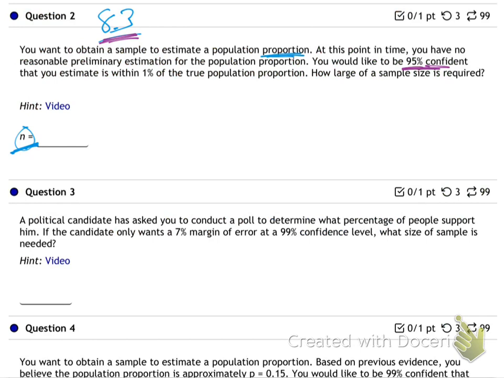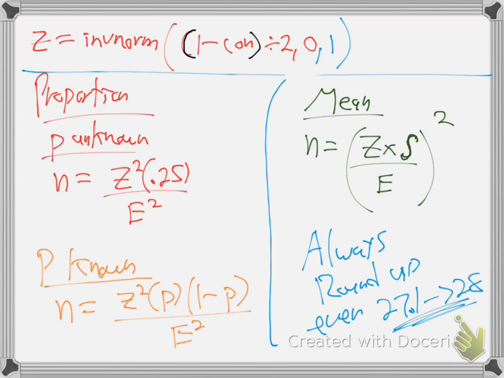Yeah, it says it right there. Population proportion. So yeah, we're talking about percentages. We're talking about one of either this formula or that formula. How do we know which one? Well, is the P unknown, or is the P known? Is the percentage of people that are going to vote for whatever candidate, do they have an idea or do they have no idea?